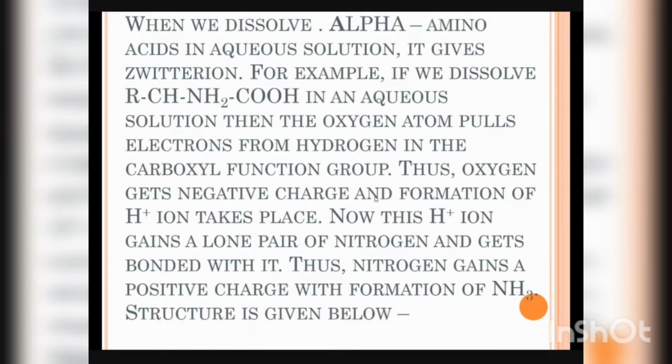When we dissolve an alpha amino acid in aqueous solution, it gives a Zwitter ion. For example, if we dissolve RCH(NH2)COOH in an aqueous solution, then the oxygen atom pulls electrons from hydrogen in the carboxylic functional group. Thus, oxygen gets a negative charge and formation of H plus ion takes place. Now, this H plus ion is attracted to the lone pair of nitrogen and gets bonded with it. Thus, nitrogen gains a positive charge with formation of NH3 plus, and the structure is given here.